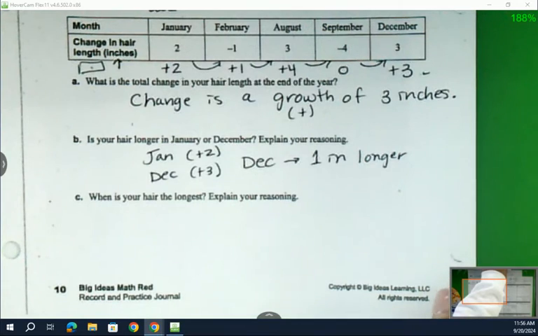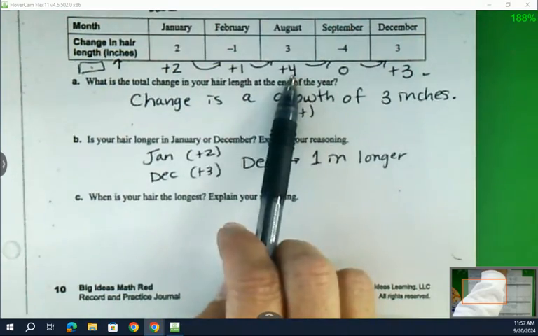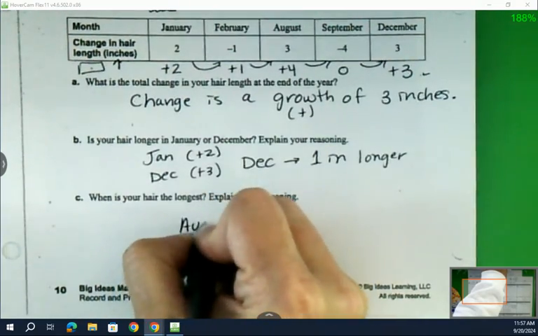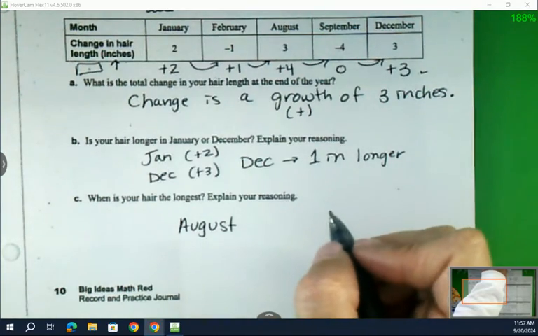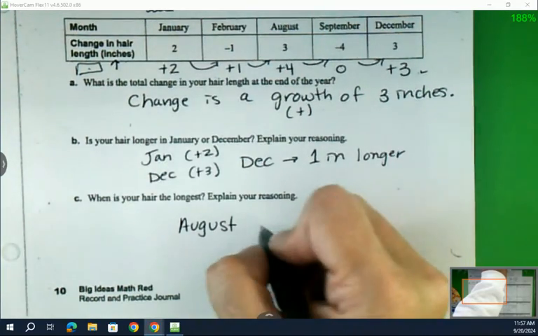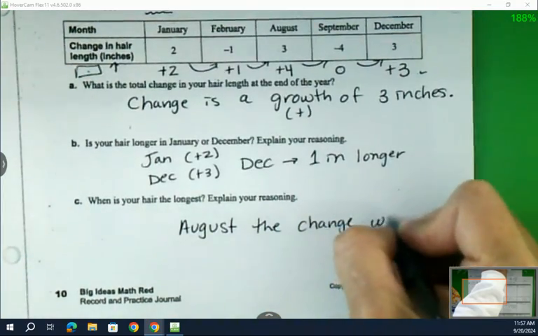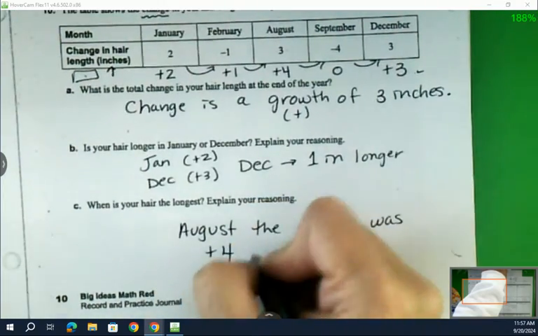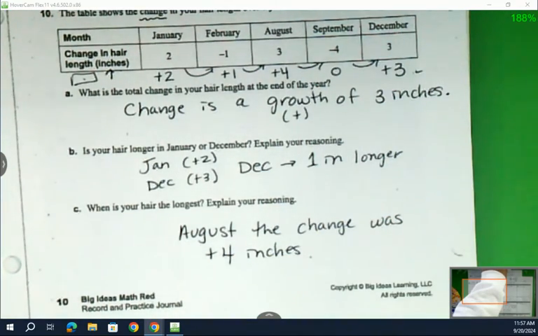Okay, C, when is your hair the longest? Explain your reasoning. Well, again, if we look at our chart up here, we have a +4 in August. The change was +4 inches. Okay, take notes, make any corrections.